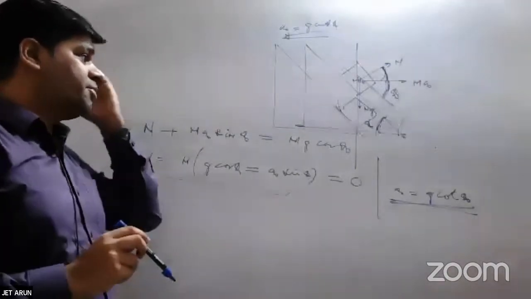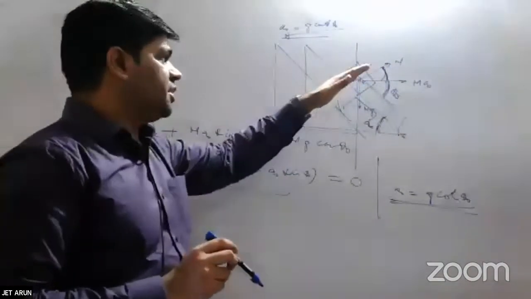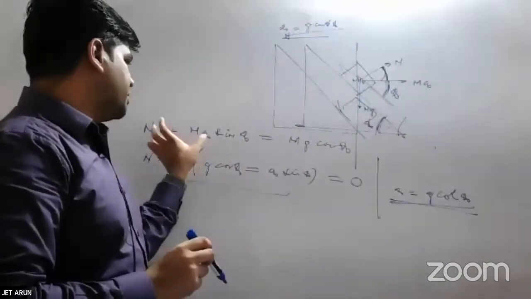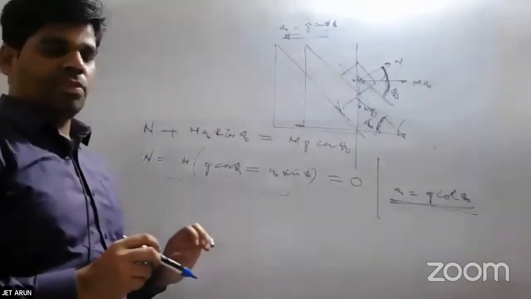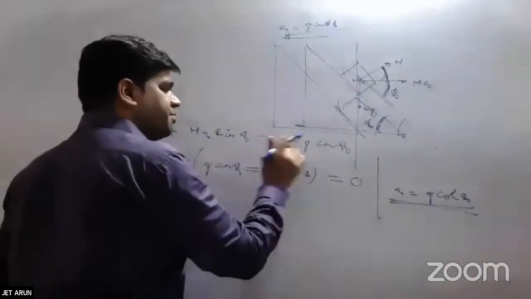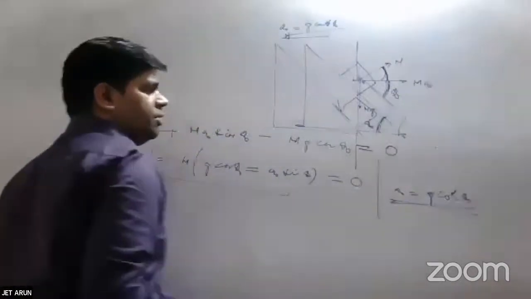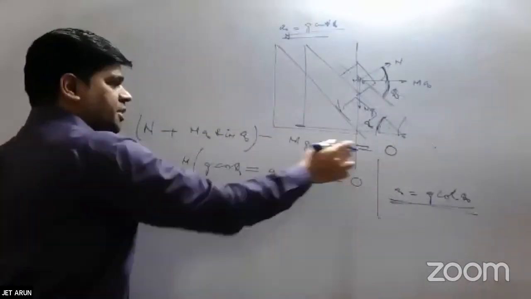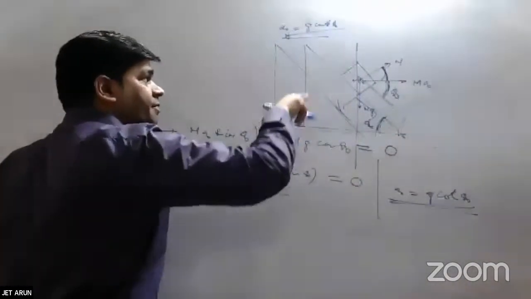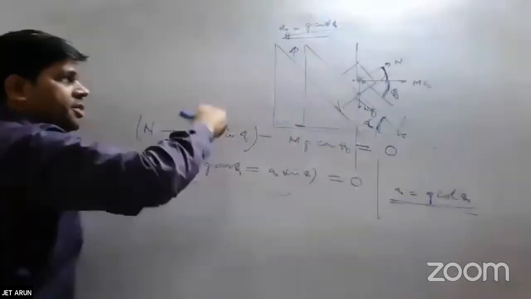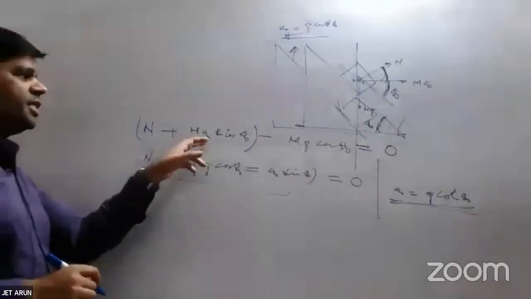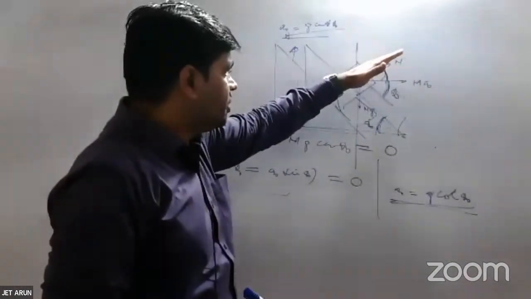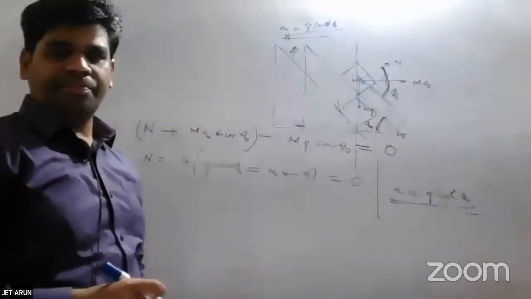Why am I equating this? Because there's no net force, there's equilibrium in this direction. Perpendicular to the plane, the normal reaction plus this one is counterbalanced by mg cos theta. Or a better way of writing it is this minus this is equal to mass into acceleration, which is 0. This minus this is equal to 0 because there is no motion perpendicular to the inclined plane. If I stand on the inclined plane, there is no motion perpendicular to it. There is motion only along the inclined plane.